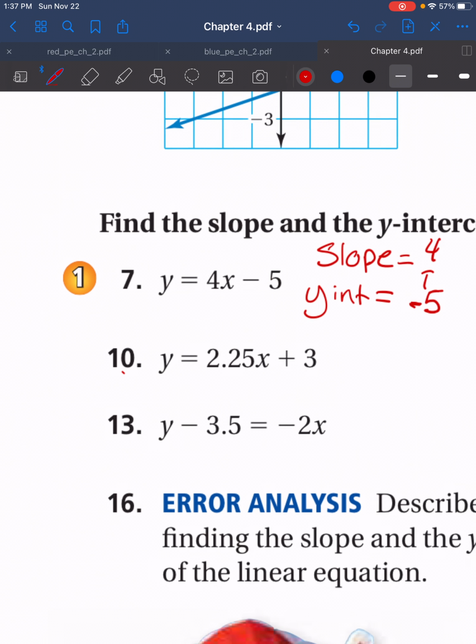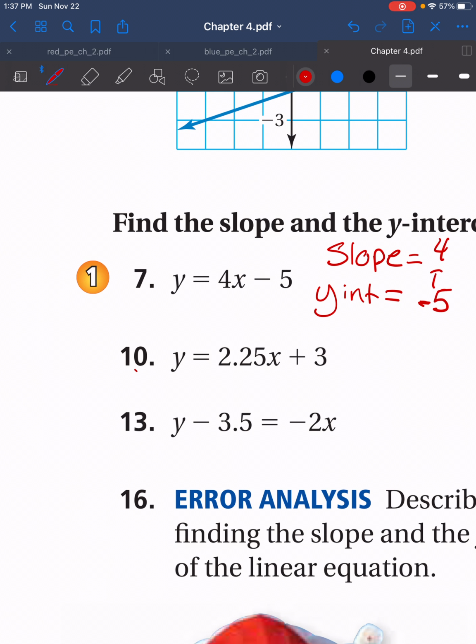Number 10. Here's the reason why I wanted to do number 10 together. Obviously, we got the y-intercept, 3. But what is the slope? Slope can't be decimals. Slope has to be fractions. What is 2.25 as a fraction? That's 2 and 1/4. Remember, think of 0.25 like money.